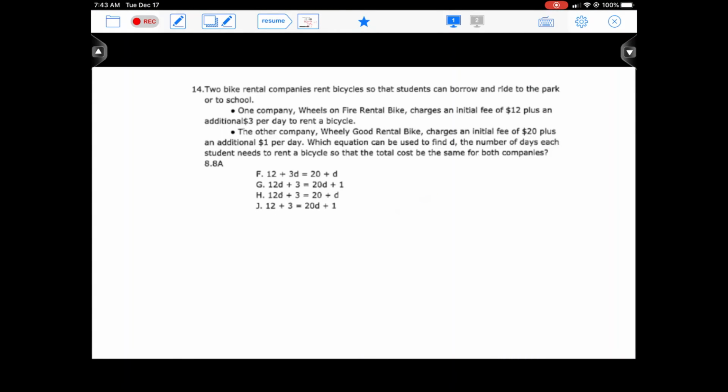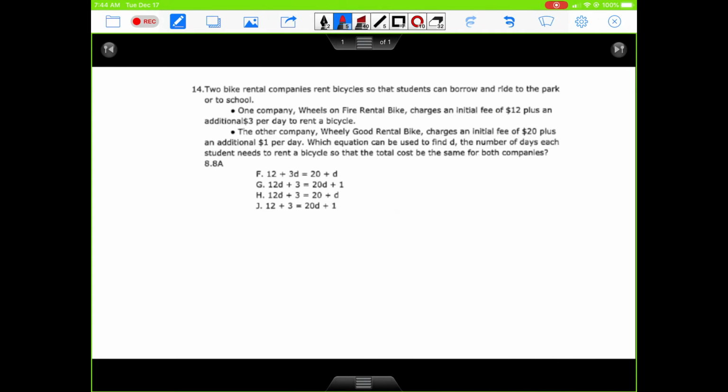Number 14. Two bike rental companies rent bicycles so that students can borrow and ride to the park or to school. One company, Wheels on Fire Rental Bike, charged an initial fee of $12 plus an additional $3 per day to rent a bicycle. The other company, Really Good Rental Bike, charges an initial fee of $20 plus an additional $1 per day. Which equation could be used to find D, the number of days each student needs to rent a bicycle so that the total cost could be the same for both companies?